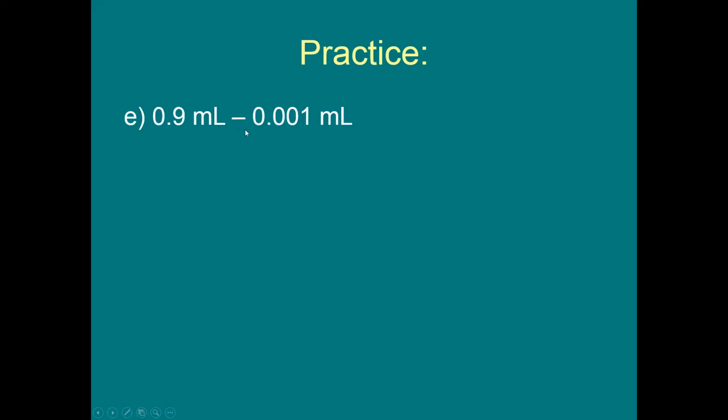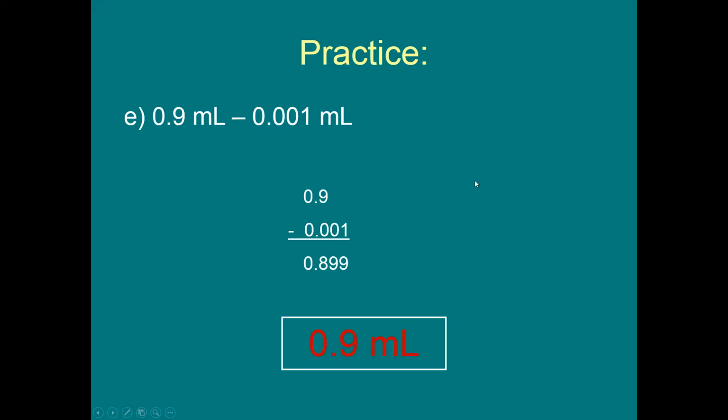0.9 milliliters minus 0.001 milliliters. Well, 0.9 minus 0.001 is 0.899. This has 1 decimal place. This has 3 decimal places. The answer should have 1 decimal place.